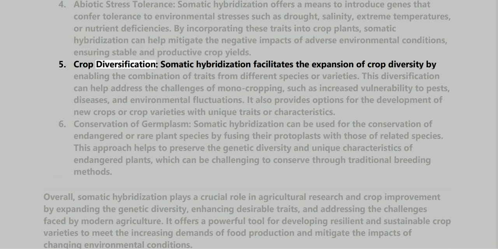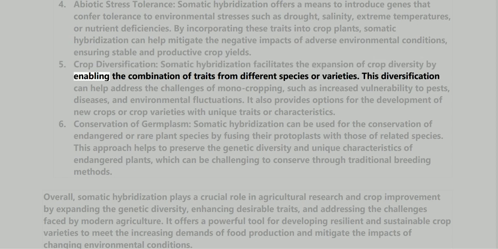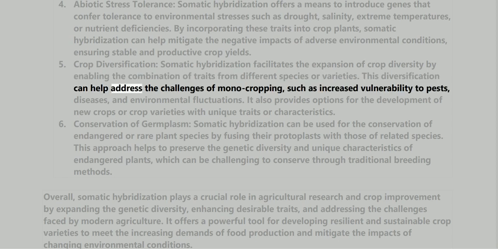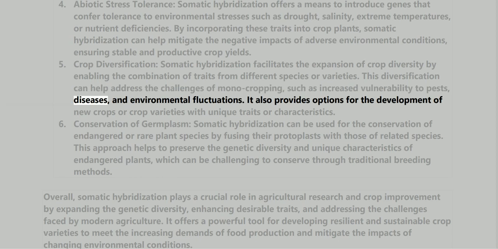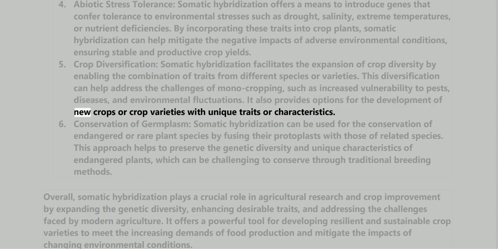5. Crop diversification. Somatic hybridization facilitates the expansion of crop diversity by enabling the combination of traits from different species or varieties. This diversification can help address the challenges of monocropping, such as increased vulnerability to pests, diseases, and environmental fluctuations. It also provides options for the development of new crops or crop varieties with unique traits or characteristics.